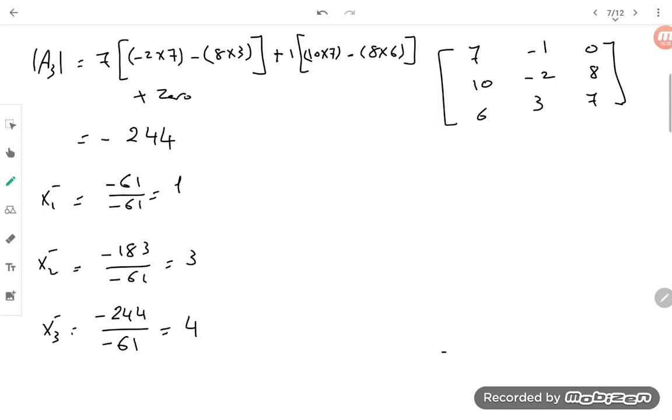So this is how to find the values of x's, x1, x2, x3 using Cramer's rule.